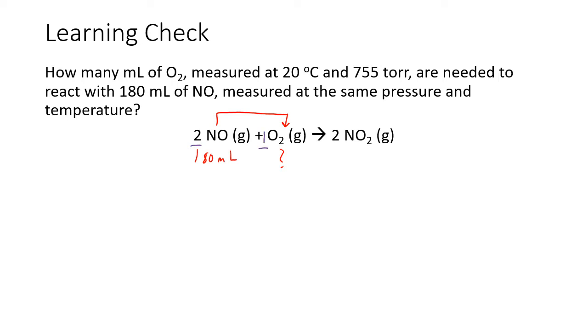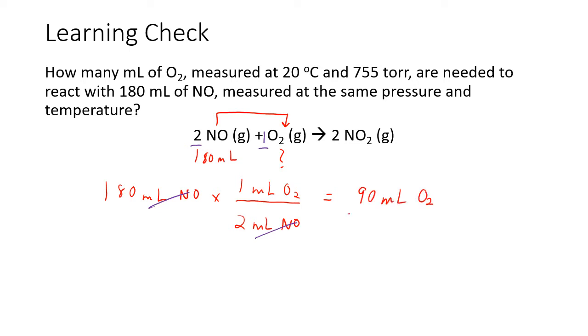2 volumes of nitrogen monoxide gas will react with 1 volume of oxygen gas. So starting with our 180 milliliters of nitrogen monoxide, we can say that 2 milliliters of nitrogen monoxide will react with 1 milliliter of oxygen. Our milliliters of nitrogen monoxide will cancel on the numerator and the denominator, and we'll end up needing 90 milliliters of oxygen for this reaction.